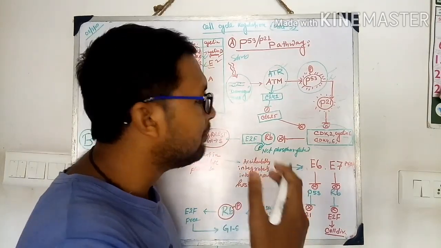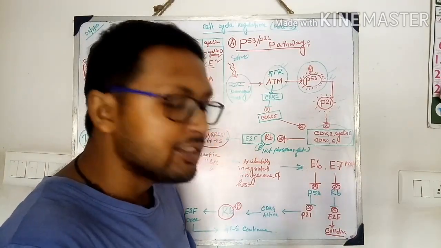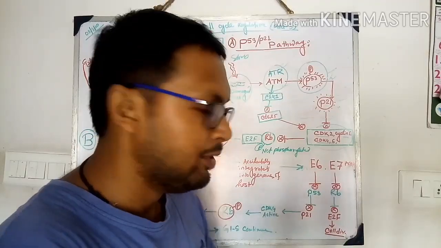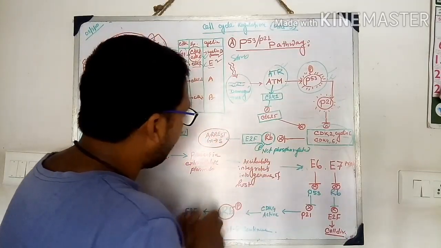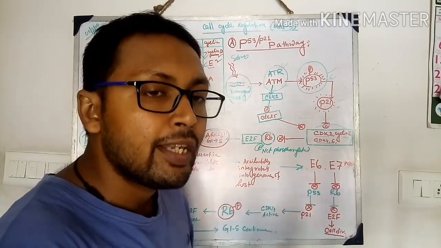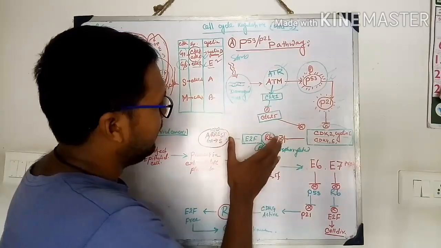E2F will be transferred from cytoplasm to nucleus, and all the genes responsible for the transfer from G1 to S phase will be transcribed by the E2F protein. So there is no arrest of the G1 to S phase cell cycle. Now this is a common pathway.